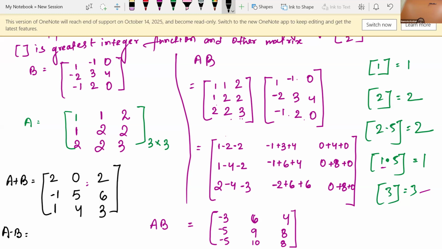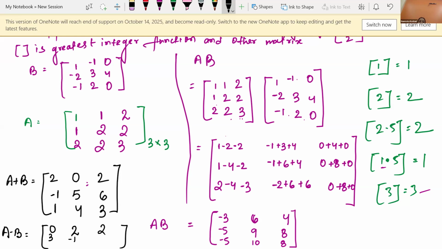Yes. We also need to find A minus B. So A is 1 and B is 1, minus 1, 0. A is 1 and B is negative 1. So minus of minus 1, it will be just 2. 2 minus 0 will be 2. 1 minus of minus 2, that means 1 plus 2 will be 3. 2 minus 3 will be negative 1.